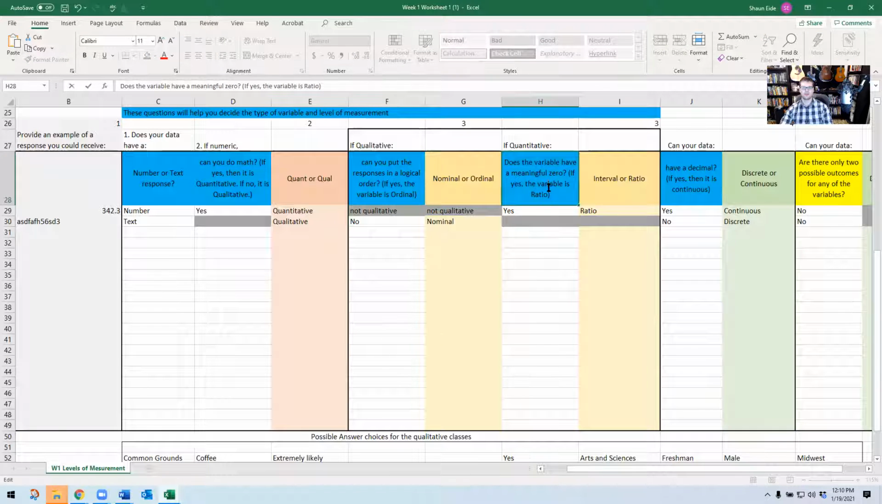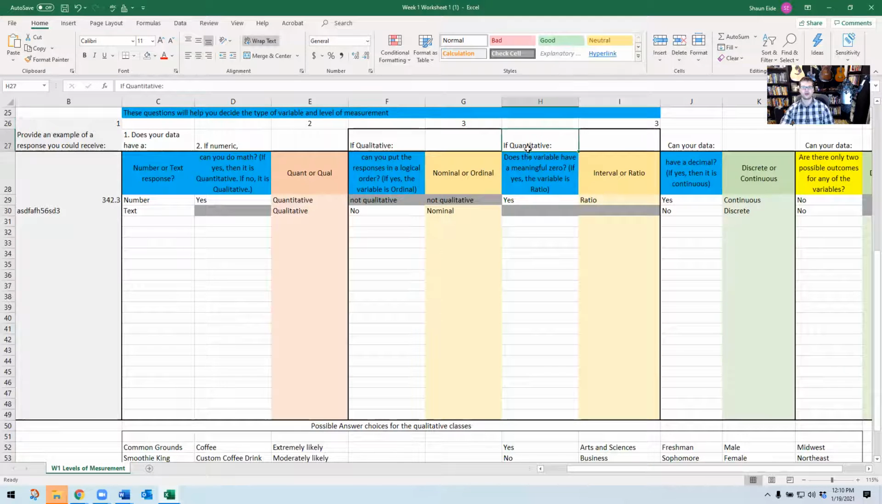Then if it's quantitative, does the variable have a meaningful zero? And notice what I'm doing here is I'm checking to see whether or not it's interval or ratio. And then right here, I'm checking to see if it's nominal or ordinal. These are the two questions that you have to ask yourself. If it is qualitative, you've got to choose whether or not it's going to be nominal or ordinal. If it is quantitative, you've got to choose whether or not it's going to be interval or ratio.